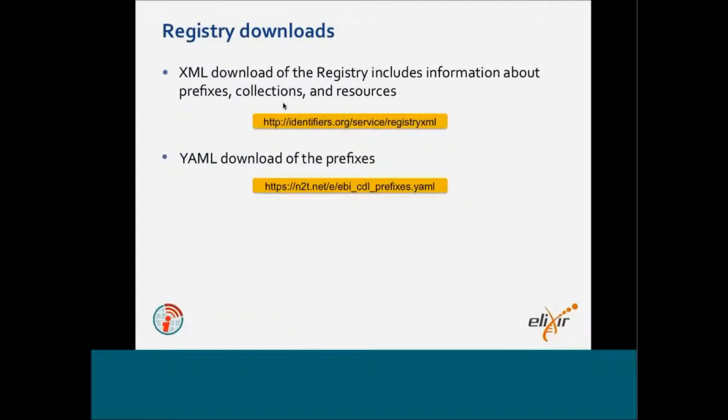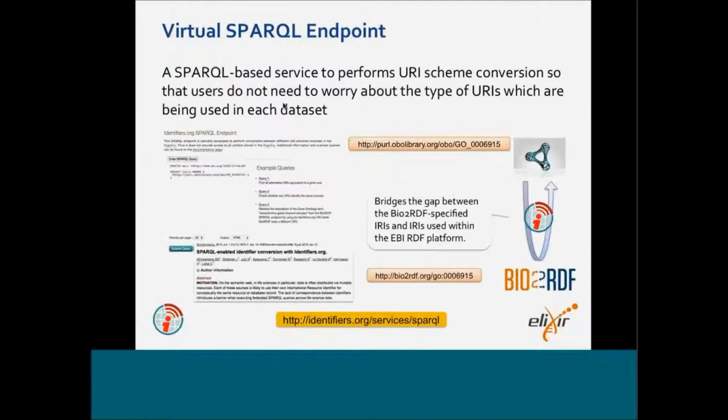You can download the registry as an XML dump or as a YAML file. The YAML file is a subset of the content that's in the registry XML file. Basically the YAML file provides you the information to create the resolution location if you want to.